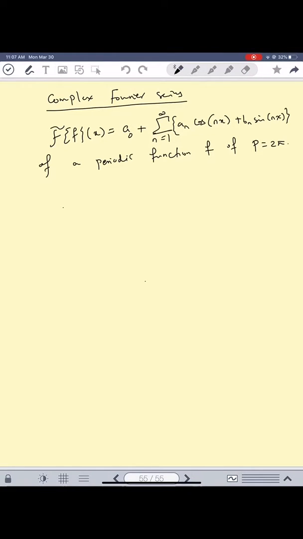Now, what do we mean by the complex Fourier series? Let's recall a very basic but a very important formula, what's called Euler's formula. It's one of the most beautiful and interesting formulas in mathematics. It is e to the i theta is equal to cosine theta plus i sine theta.